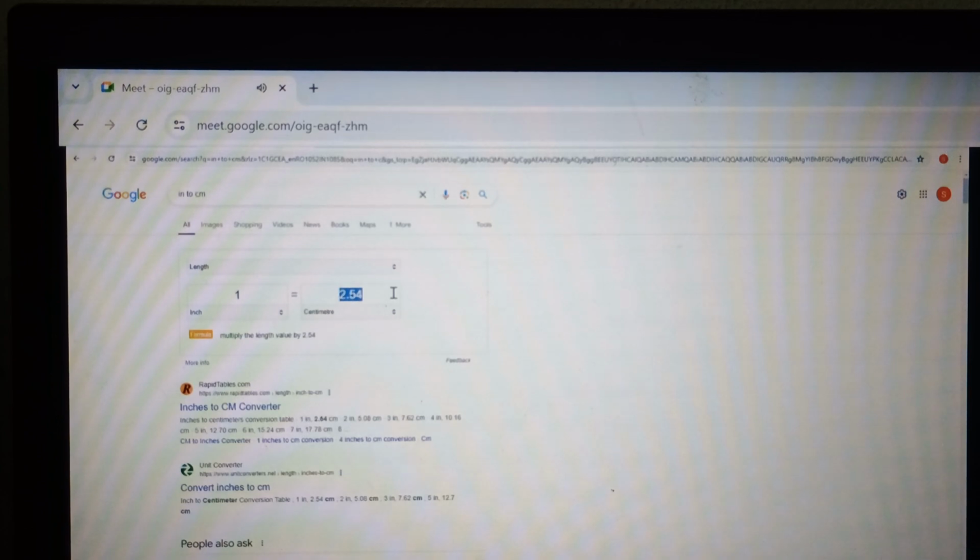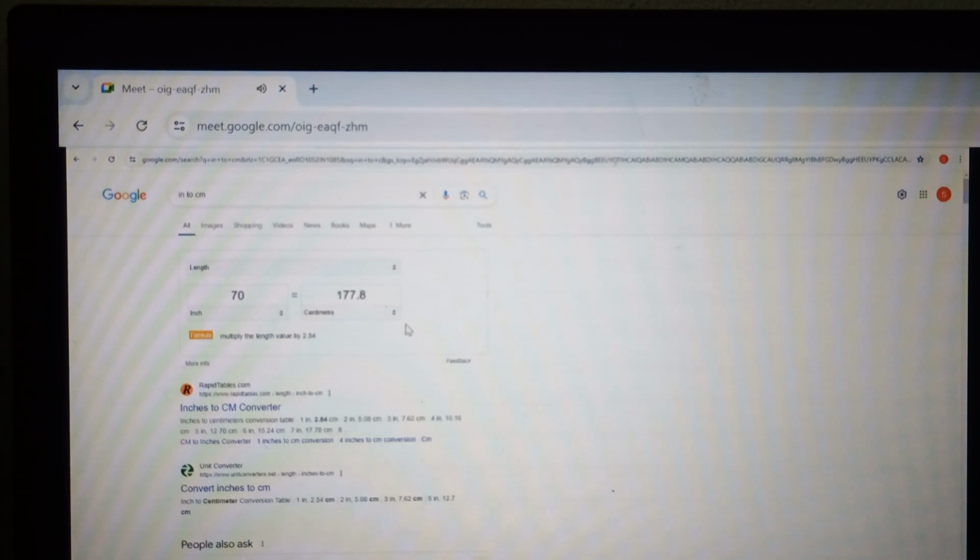Let's assume we have 65 inches. So 65 inches is nothing but 165 centimeters. Let's assume 79 inches, okay, this is a very huge height. I think we don't have 79. Very commonly we'll get some 70 inches. So this is 177 centimeters.